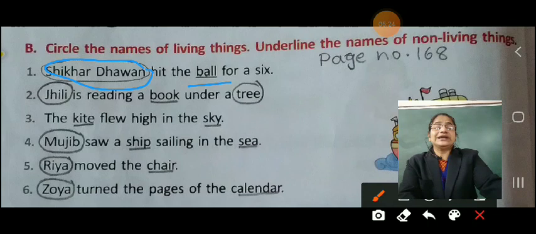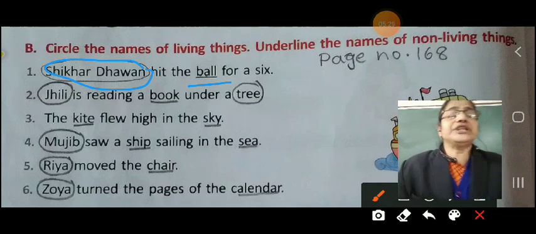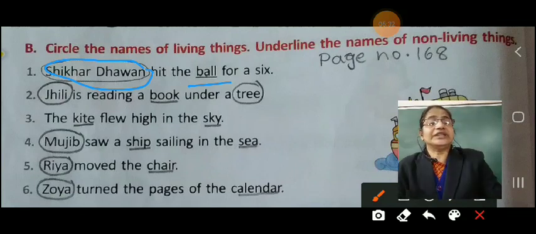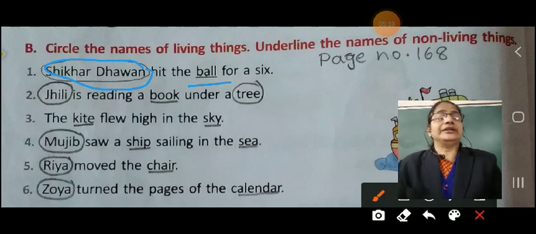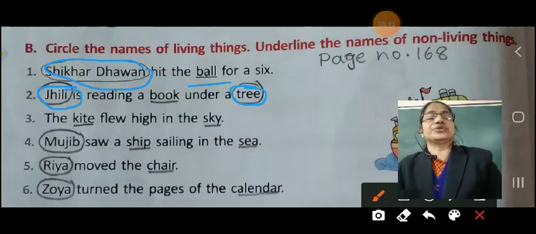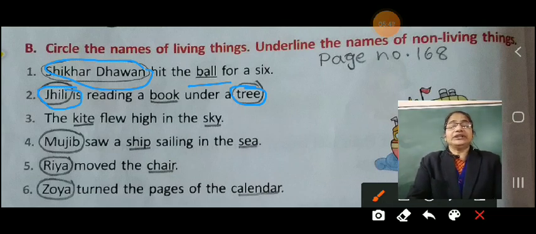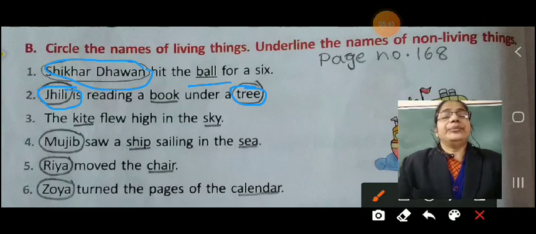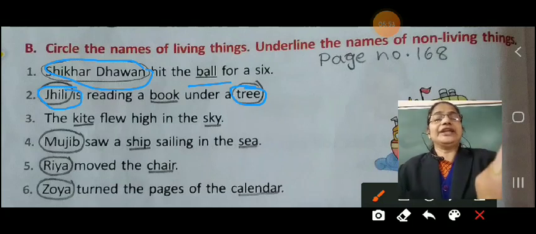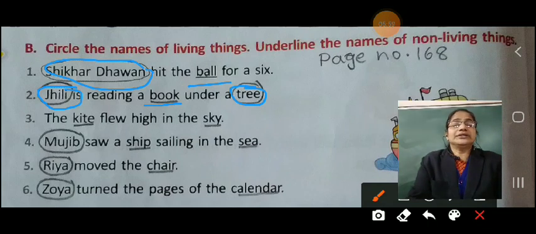Now second one, Jilly is reading a book under a tree. First you have to see what the living things are. Jilly is a living thing and also tree. You can circle both of these, Jilly and tree. And next you have to see the non-living thing. Here it is given B-O-O-K, book. Book is a non-living thing. You can underline book.